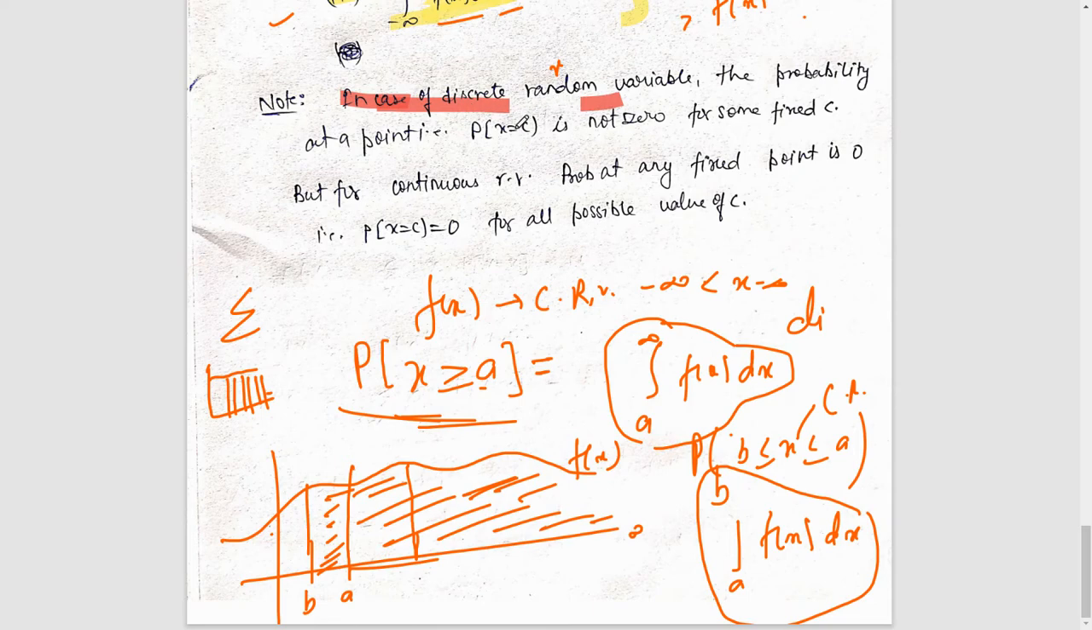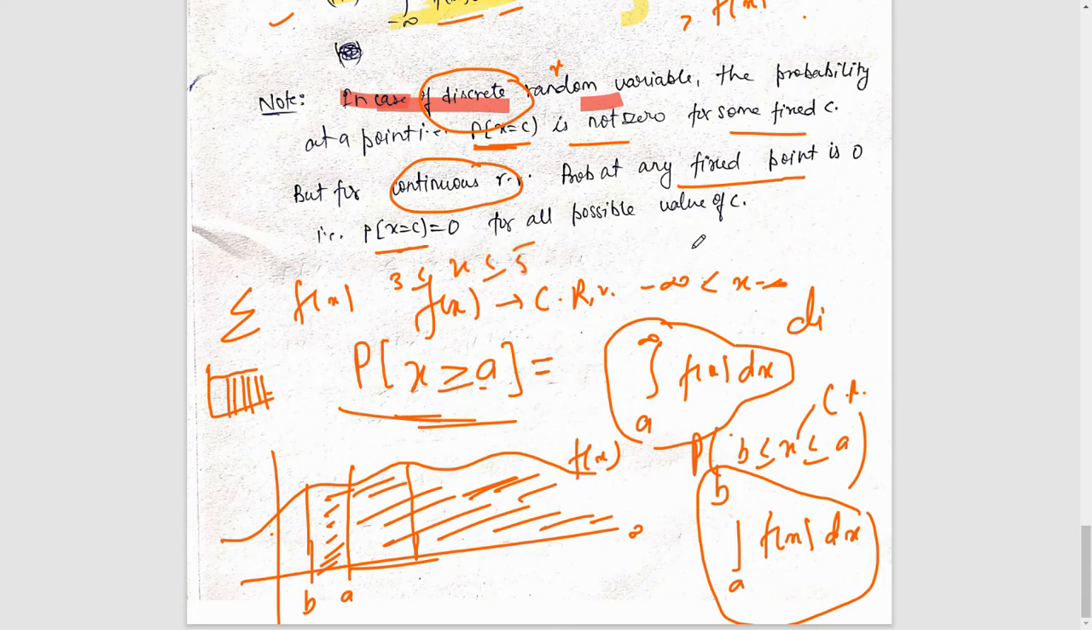This means that the probability at a point x equal to c is not 0 for some fixed c in the case of a discrete random variable. But in a continuous random variable, the probability at any fixed point is going to be 0, whether that point is in the range or not. Let's say your f(x) is defined for x from 3 to 5, and you want to find the probability at x equal to 2. That probability is going to be 0.